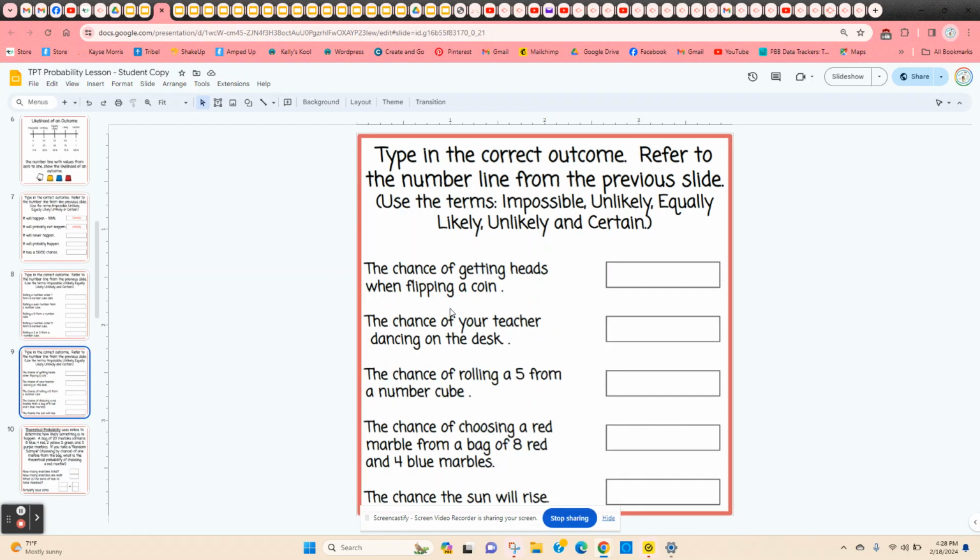And then we have some different examples here. So the chance of getting heads when you're flipping a coin would be equally likely. Chance of rolling a 5 would be unlikely. And then there's some interesting ones on here too that the students can play around with.